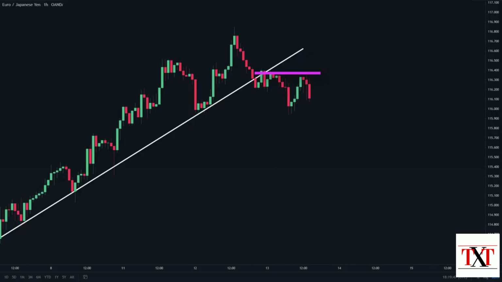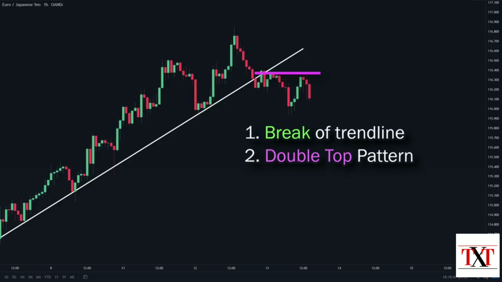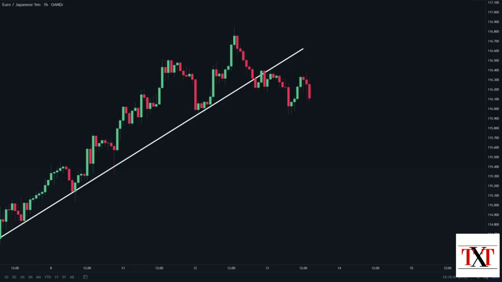So now we already have multiple reversal signals. First, we saw a break of a trend line, which means the price broke the uptrend structure, and a double top pattern, indicating a loss of upwards momentum because buyers failed to push the price back up. So all these factors combined have led us to believe that the trend is going to reverse. And so this is a good opportunity to take a short position.